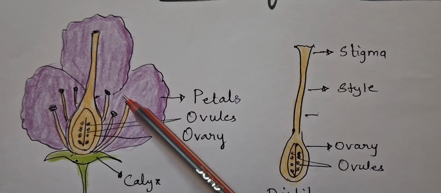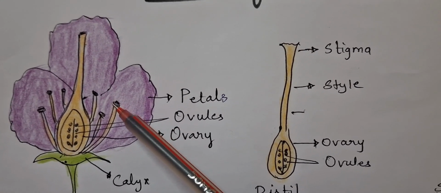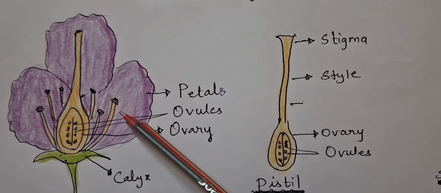So this pollination is brought about by agents like insects, water, and wind. These are some agents which bring about pollination.